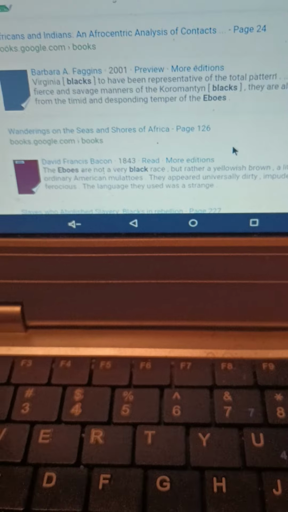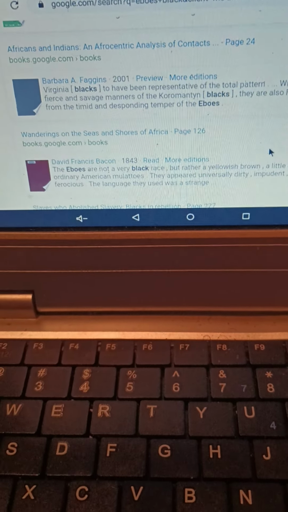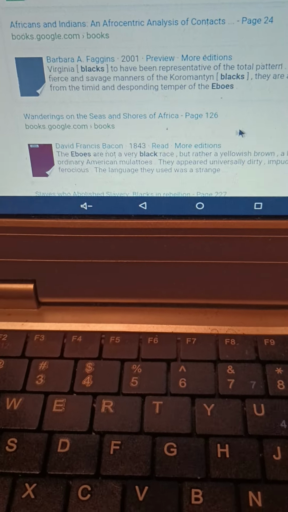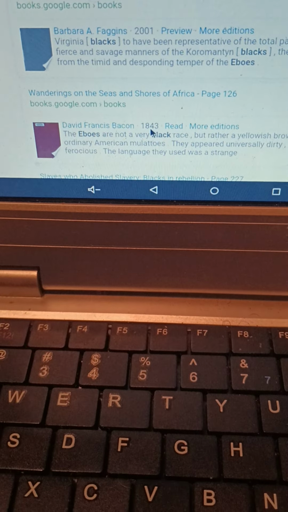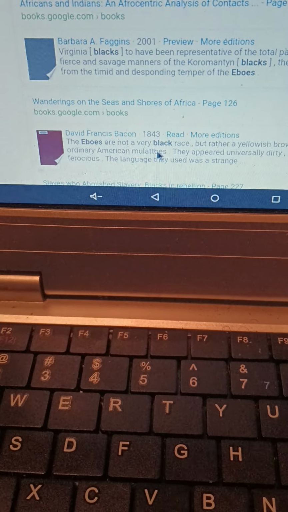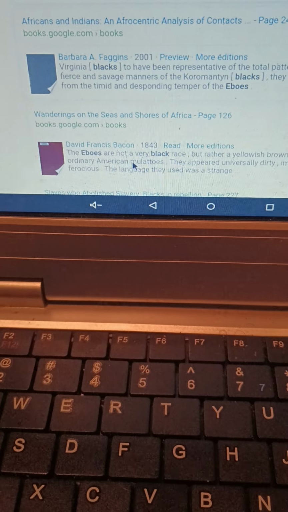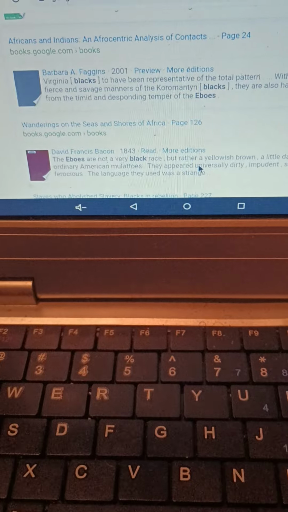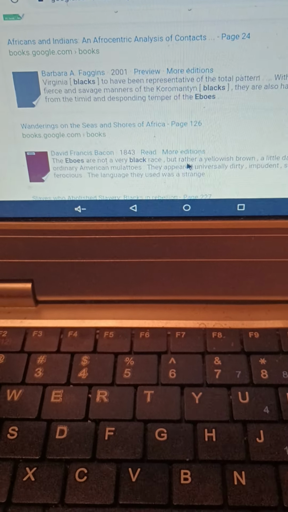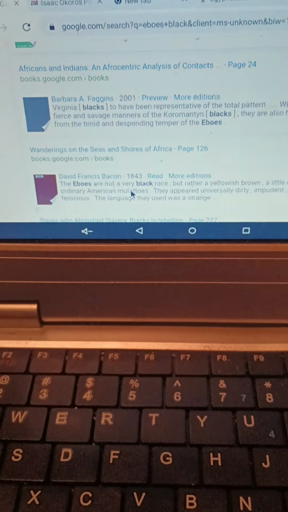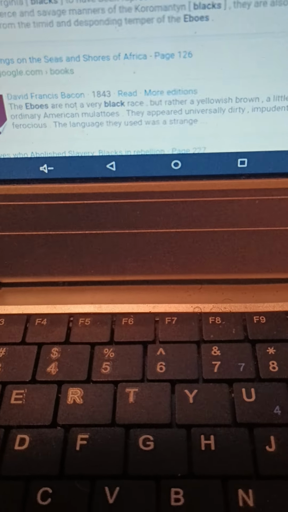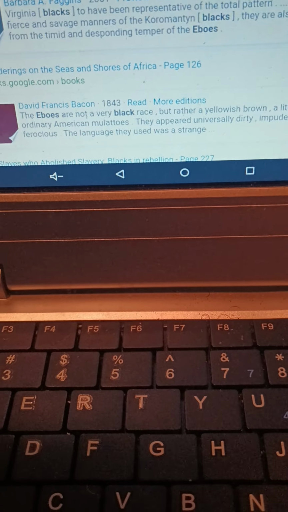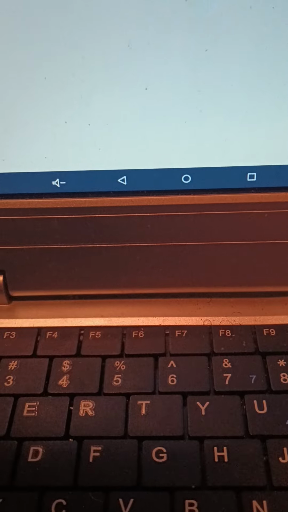I would click on it, but something's going on with my scroll bar and you won't be able to see the actual text. But this is from David Francis Bacon, 1843. And he says, the Igbos are not a very black race, but rather a yellowish brown, a little darker than ordinary American mulattoes. He goes on to say some other insulting things, which are not important right now. Okay, moving on, and I will show how this relates to African Americans, or at least try to.